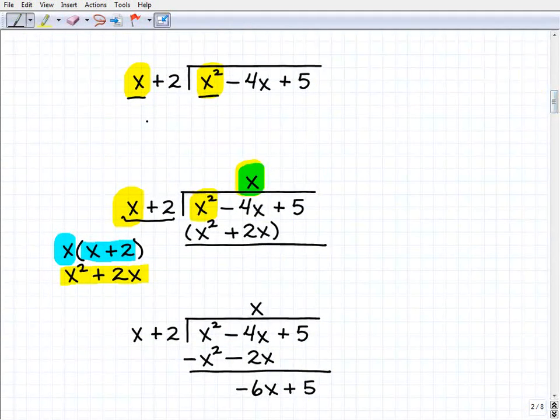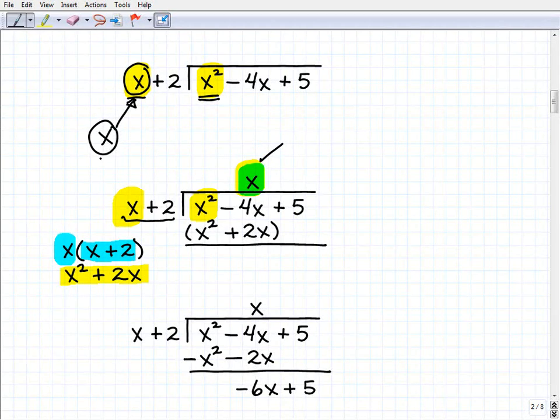The question is, we're going to look at this term right there, that x. And we have to ask ourselves, what do I have to multiply this x here to get an x squared? So the answer was x, because x times x is, of course, x squared. So I'm going to write that x right there. This is the x that we're talking about.